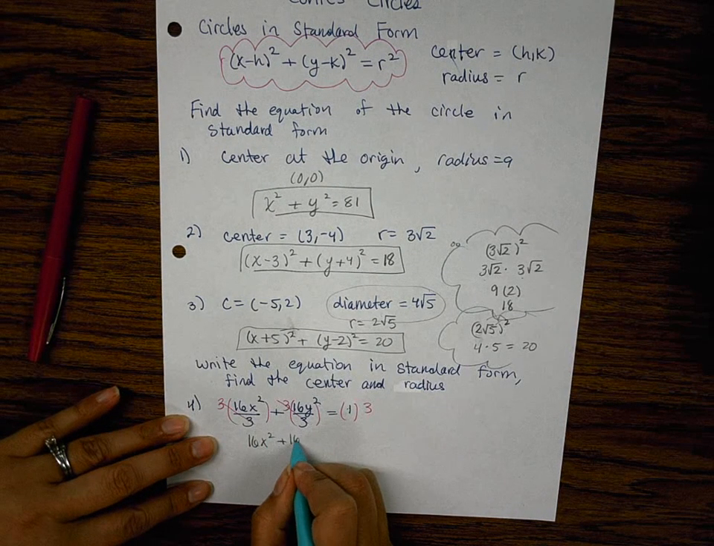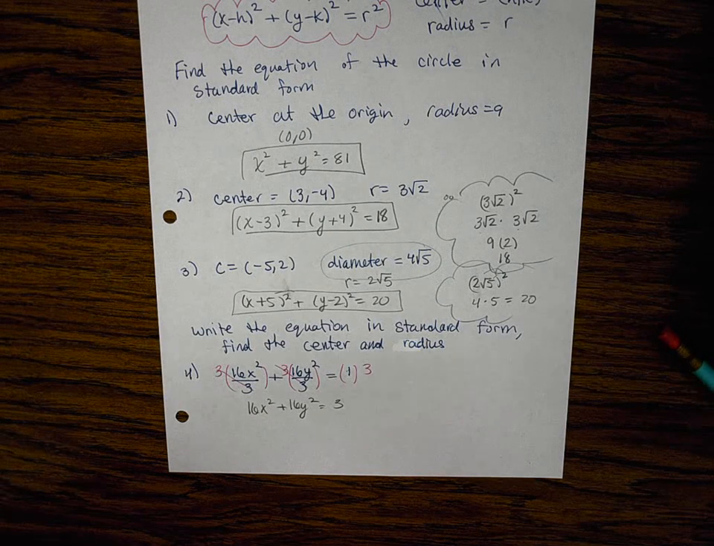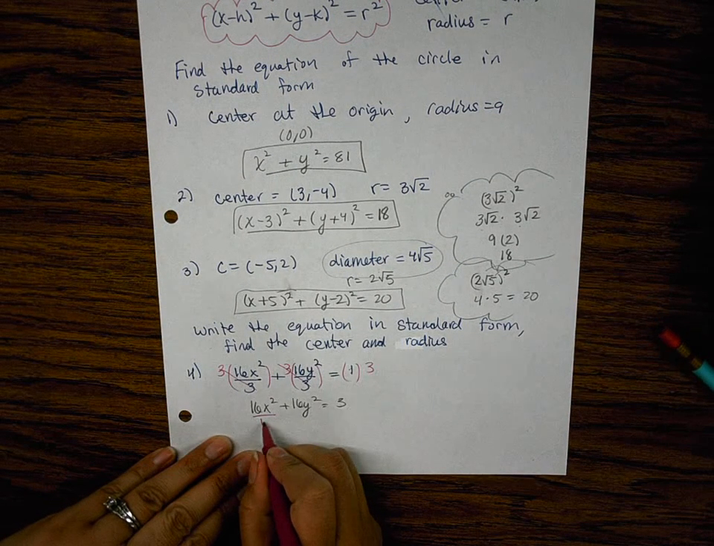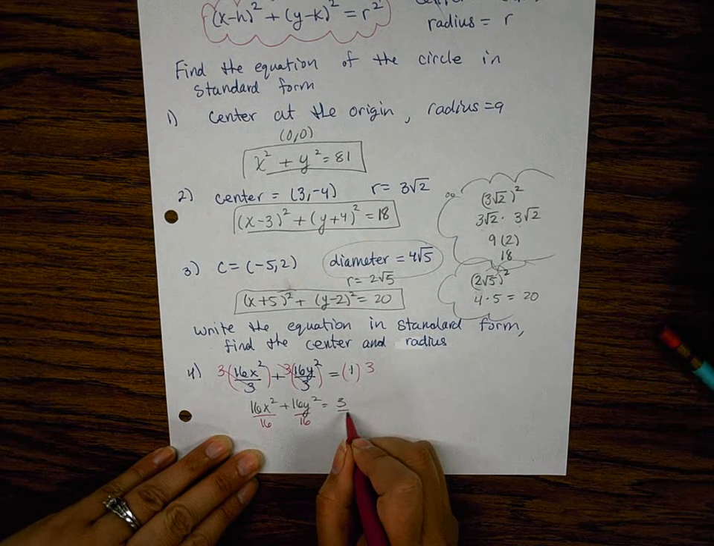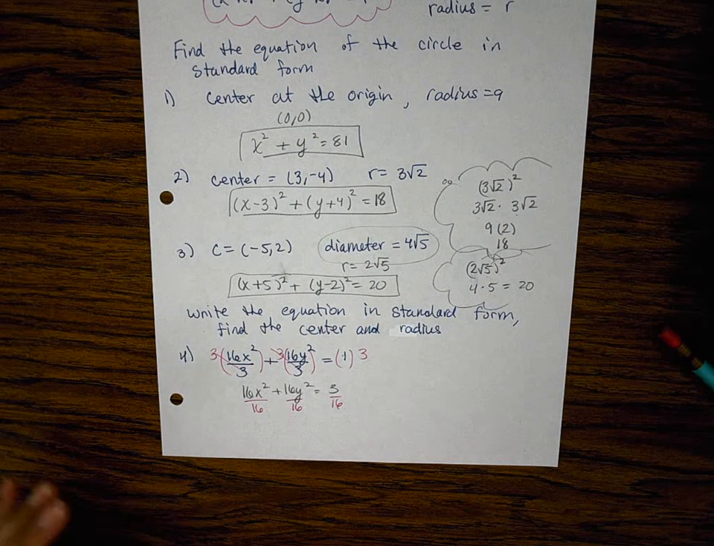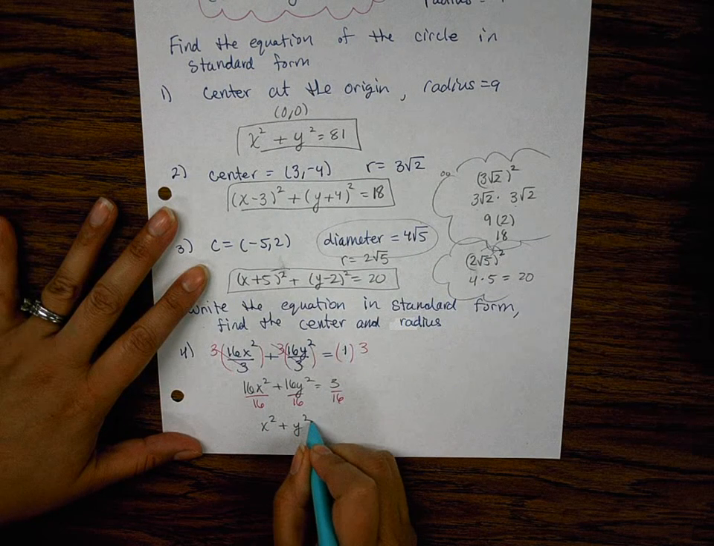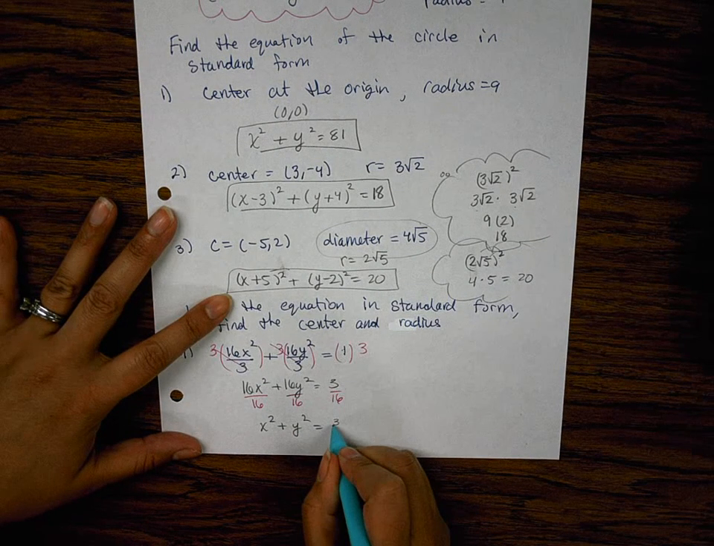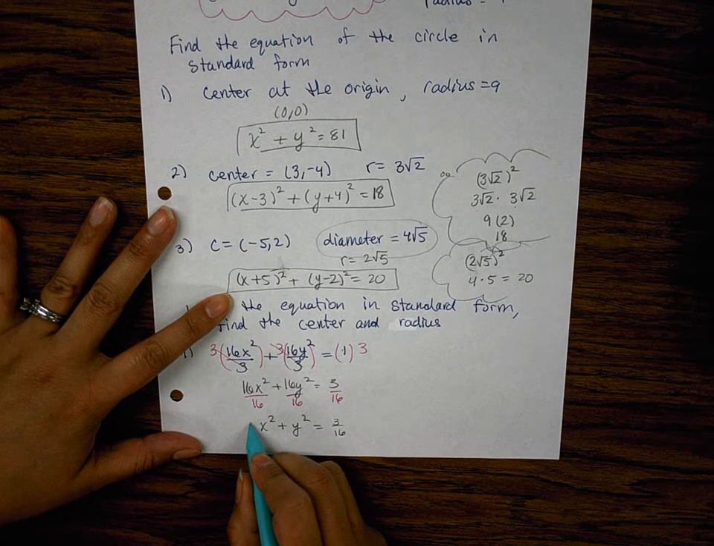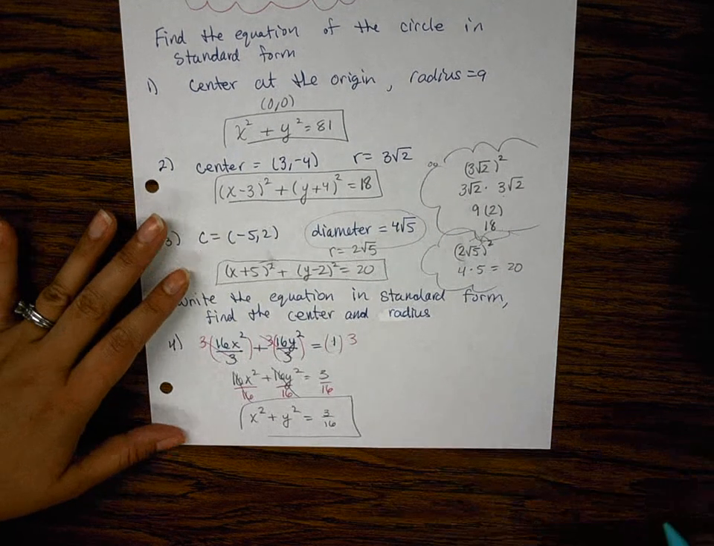Gone, leaving me with 16x squared plus 16y squared equals 3. And then I'm going to divide everything by the 16. Now technically, if you wanted to, you could have multiplied everything by 3/16 from the get-go. That would have worked out just fine. X squared plus y squared equals 3 over 16.